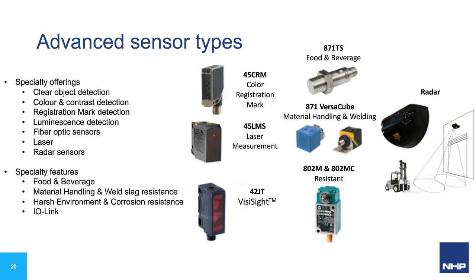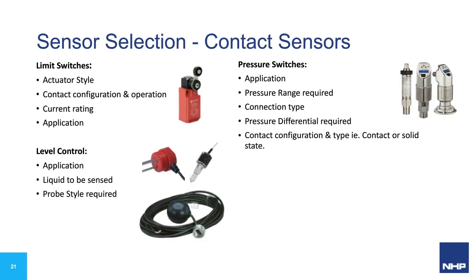Now, when it comes to selection, there's a few specific things you need to know for each type of technology. For each of the contact devices shown here, limit switches, you need to know the actuator style. Level control relays, you need to know the liquid to be sensed if there's any chemicals. And for pressure switches, you need to know the pressure ranges and connection types for the piping system.